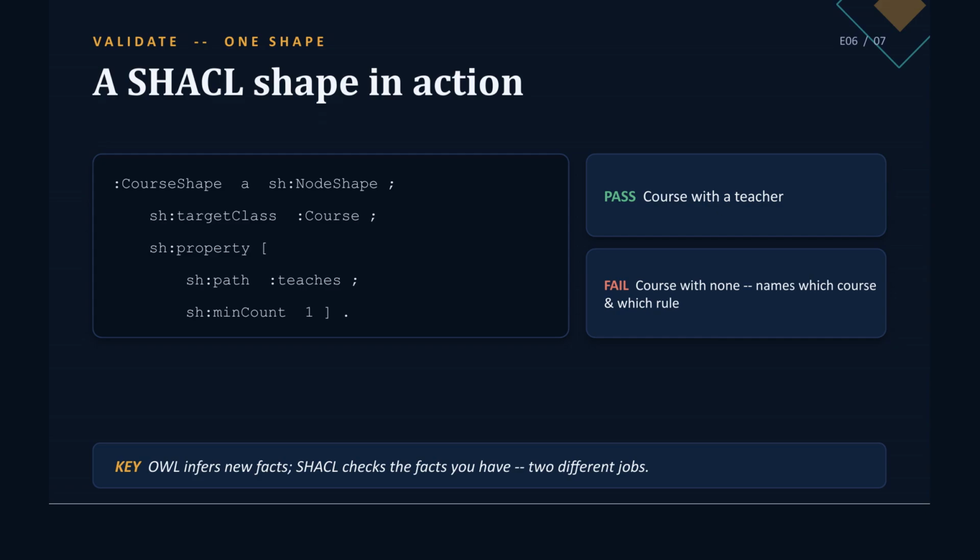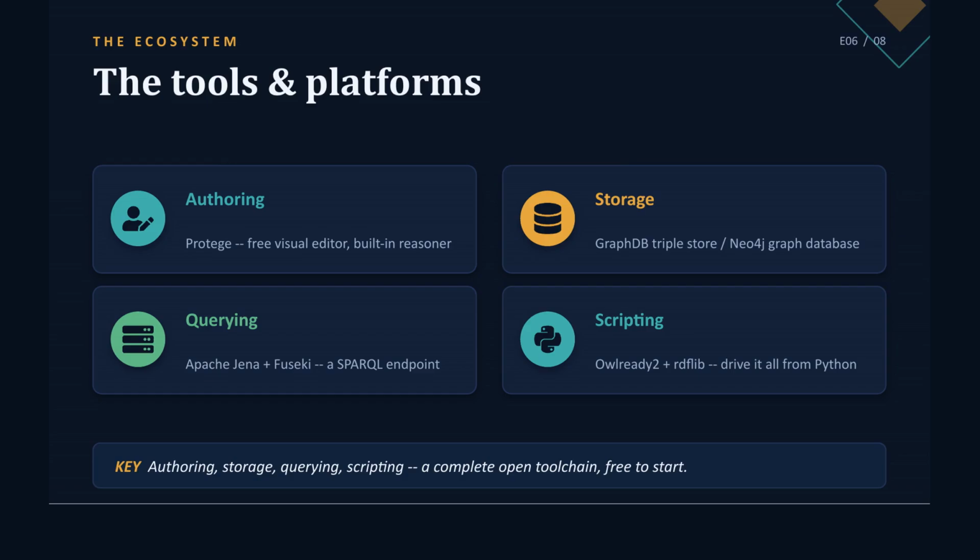Notice the clean division of labor here. OWL lets you infer brand new facts. SHACL checks the facts you already have. Reasoning and validation are two genuinely different jobs. All of this needs tools, and happily, the ecosystem is rich and mature.